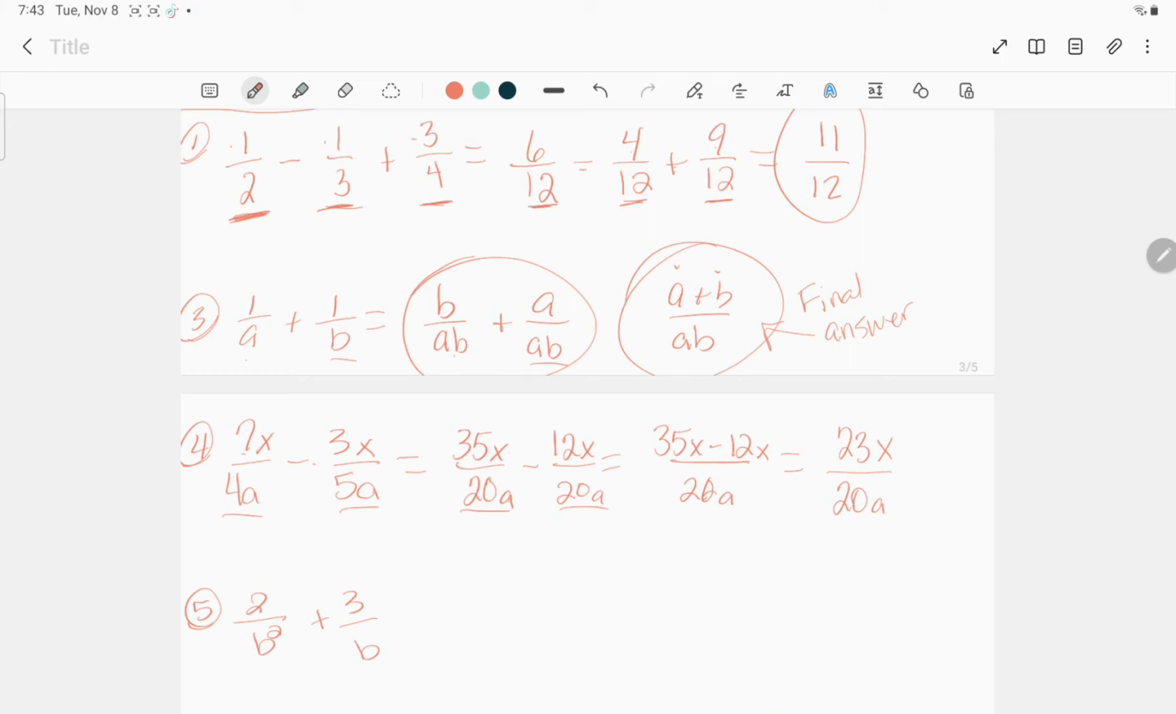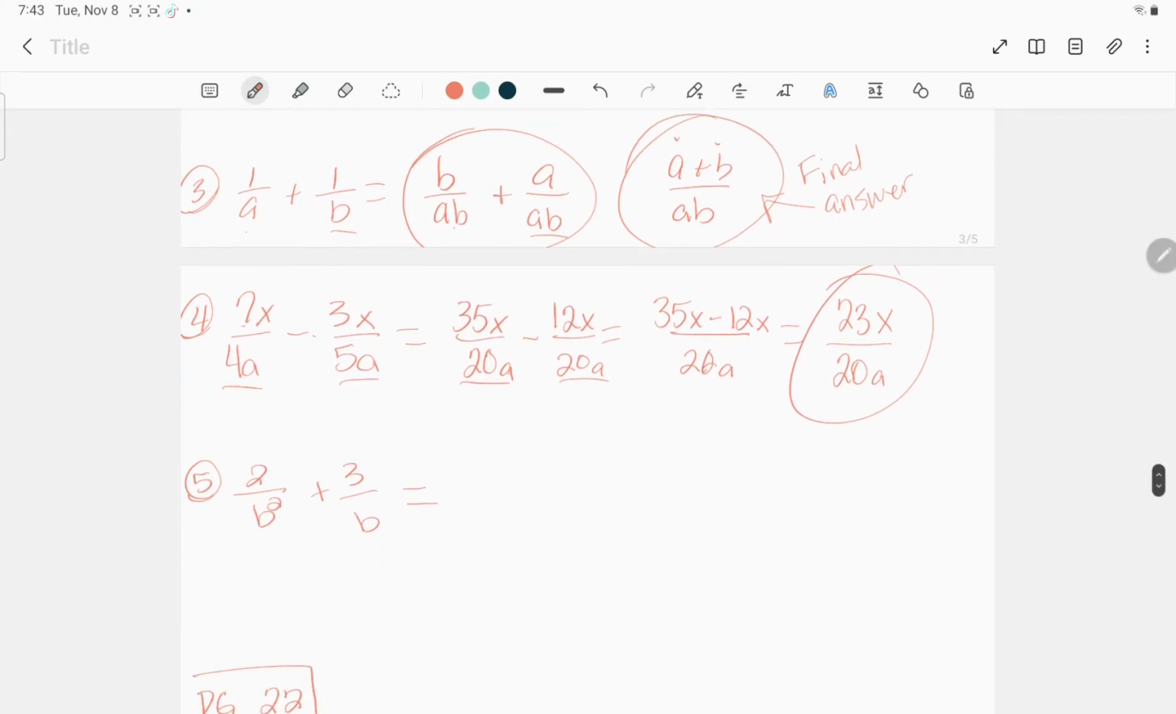You cannot reduce, you can't make this a mixed number. It doesn't work that way when you're dealing with the algebraic. That is your final answer. If that was just numbers, then you would change it to a mixed number, but you don't do that in this situation.